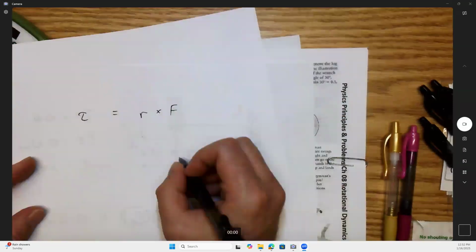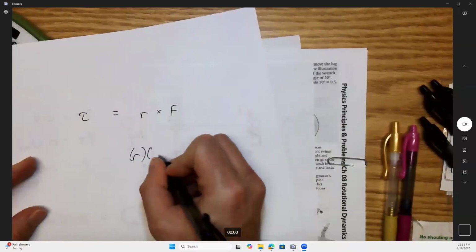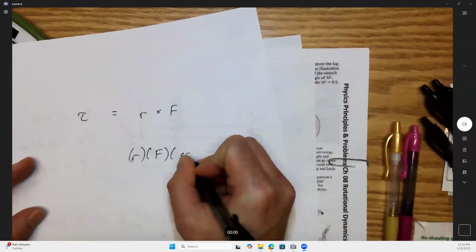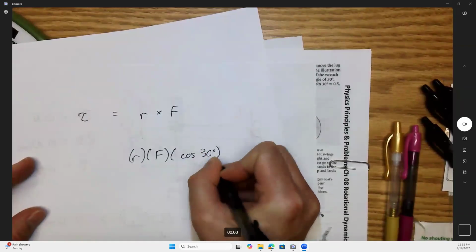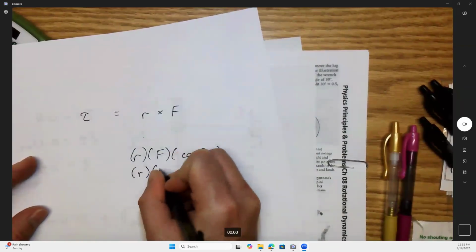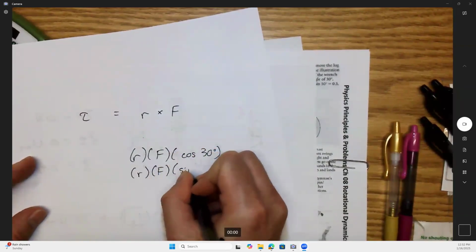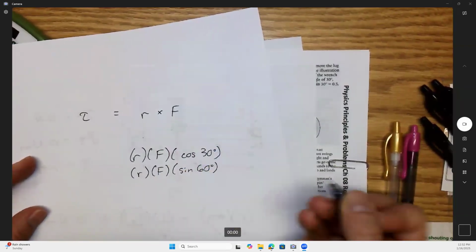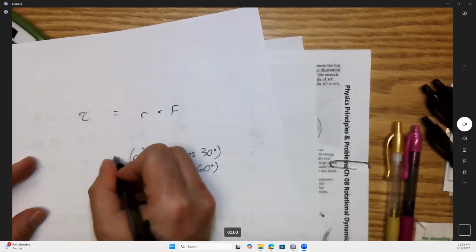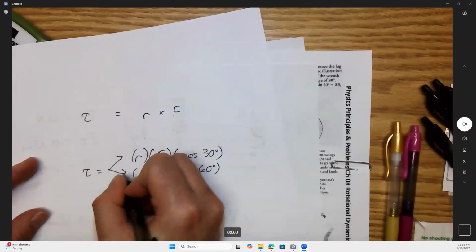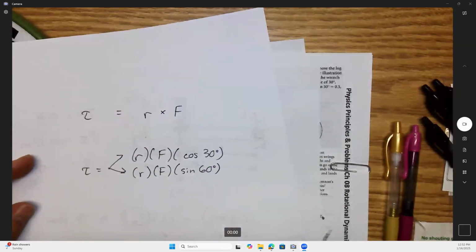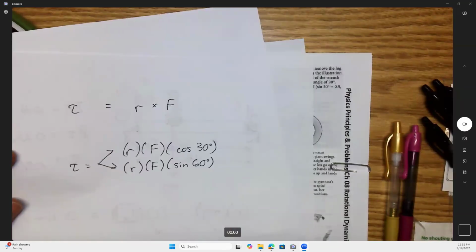So you can either do R F cosine 30 degrees or R F sine 60 degrees, which are the same thing. They're both equal to torque. Okay. Because you're looking for the perpendicular components. Right? Torque is a cross product between R and F.